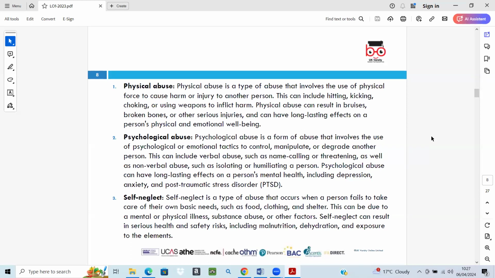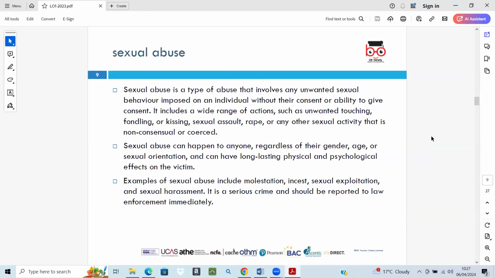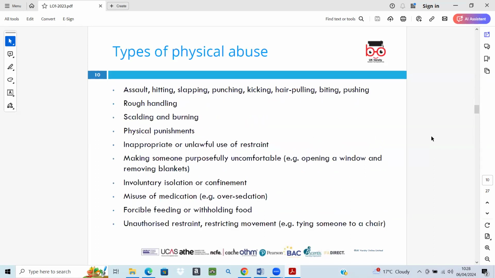So, self-neglect is for us, for everyone individually. And then we have sexual abuse. It involves any non-consensual sexual act or behavior towards someone, including touching, rape, or exploitation. This is all about it.